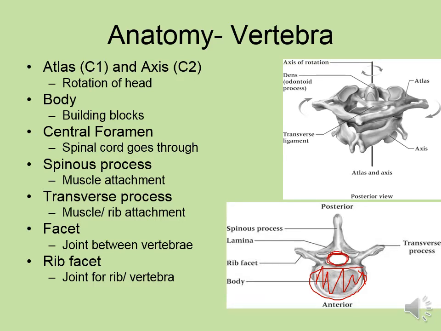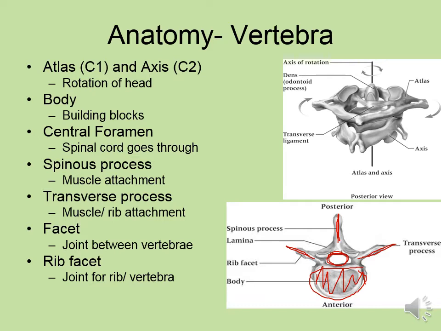We have a spinous process. If you reach back and touch the back of your neck and you bend forward and you feel all the little bumps on the back of your neck, that's the spinous process. It's the part that's most easily palpated, but it serves as a site for muscle attachment. We also have our transverse processes. If you're bony enough, you may be able to feel those also just a little bit off to the side of that spinous process, but they provide muscle and rib attachments there.